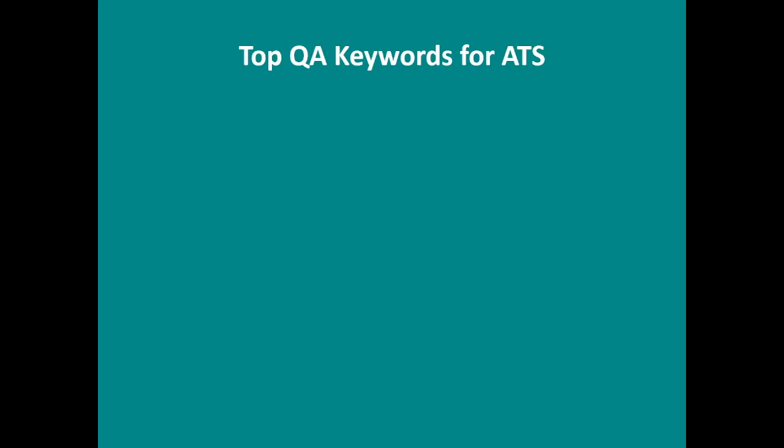So what are the important QA keywords for ATS? You need to understand what exactly you need to cover in each of these sections. First, in the QA summary, your summary should be short and keyword rich. Mention your role and experience clearly. For example: detail-oriented software tester with experience in manual testing, test case design, and defect tracking using Jira. This should be your first QA summary, right?